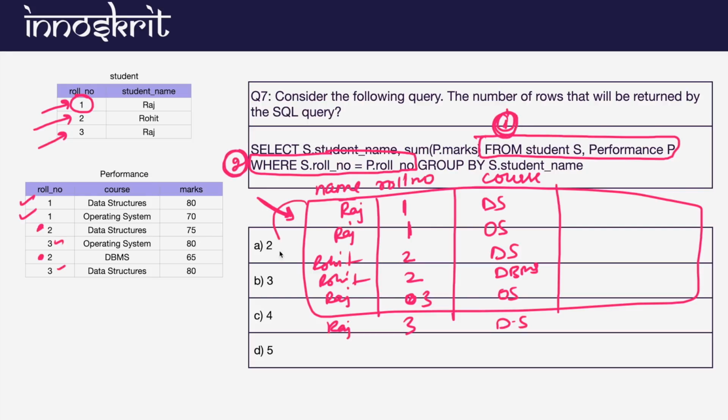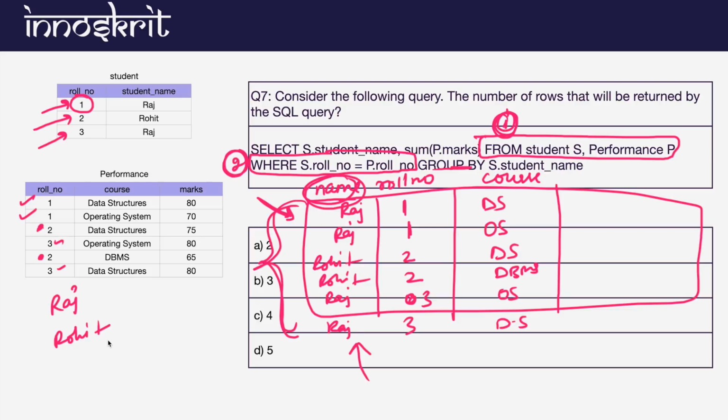Now whatever data you have got, just apply the group by on the basis of this student name. Now see, if you apply the group by operation on the basis of this student name, how many unique groups will you have? You will have only 2 groups. One of them is Raj and another one is Rohit. That means you have formed these 2 groups.